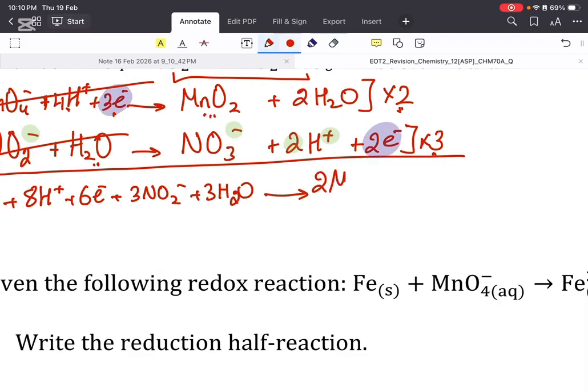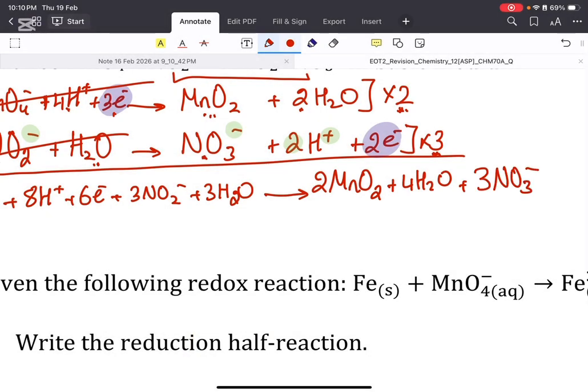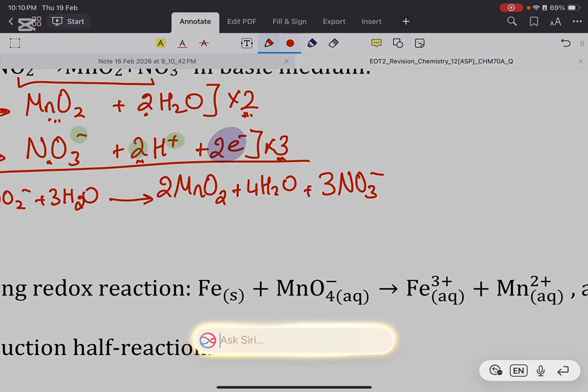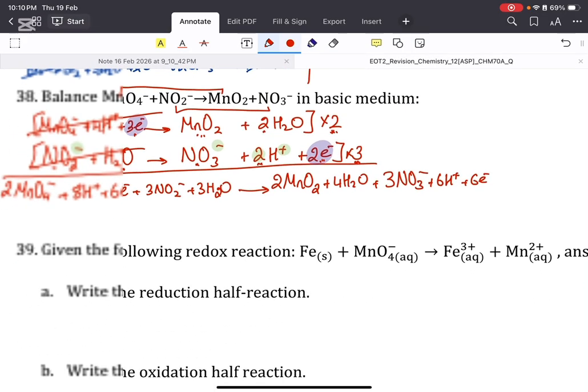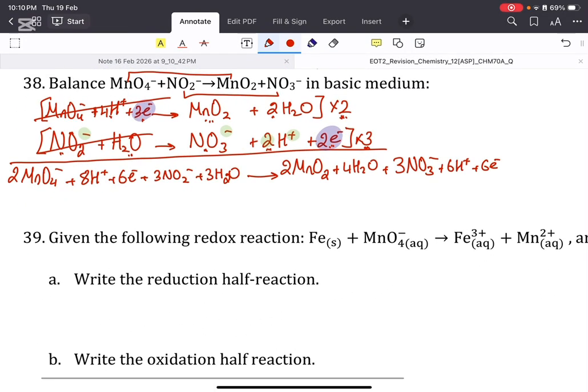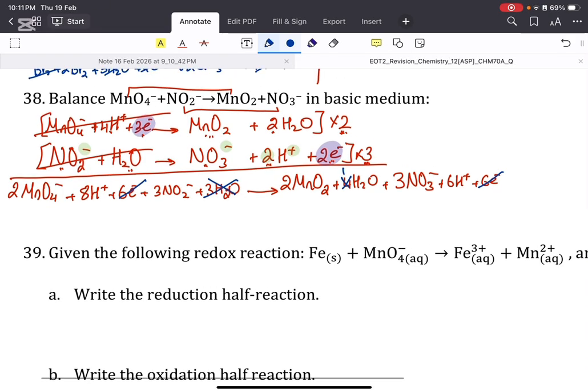Now, two MnO2 and 2 times 2, 4 H2O, 3 this one, and 3 by 2H plus, that's a 6H plus, and 6 electrons. Now let's see what we can cancel out. 6 electrons, 6 electrons. 3H2O, 4H2O, 1 will remain. H plus, 6H plus, and 8, 2 will remain.